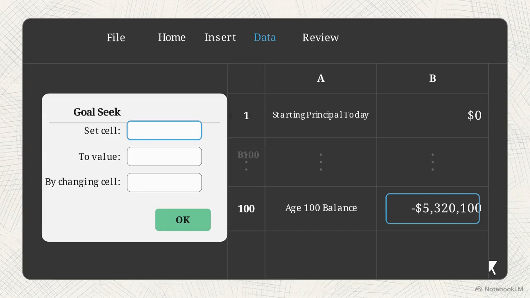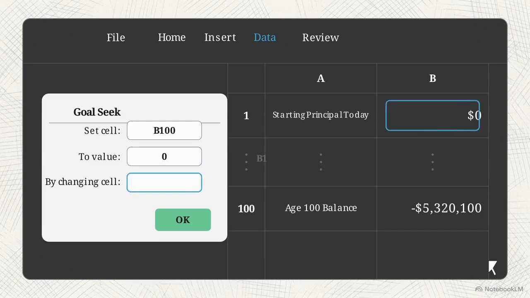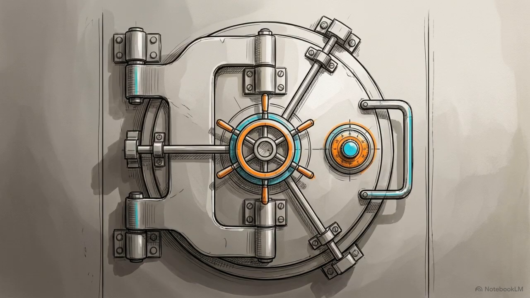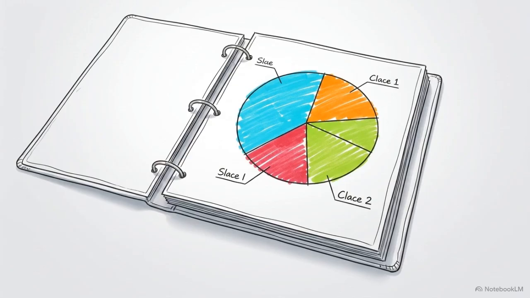First, tell it to look at the cell representing your final bank balance at age 100. Second, set the target value of that final cell to exactly 0. Third, tell the program to achieve that 0 balance by changing your starting principal today cell. Hit Enter. The software will instantly calculate the starting balance required to fund every expense you've listed until your 100th birthday. This massive figure is the present value required today to outpace inflation and fund your goals. It represents the total size of the finished portfolio you are aiming to build.